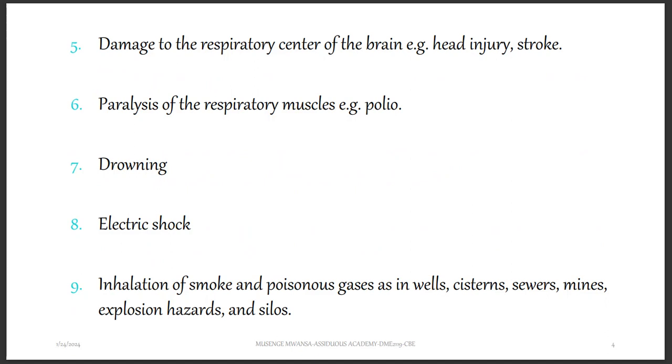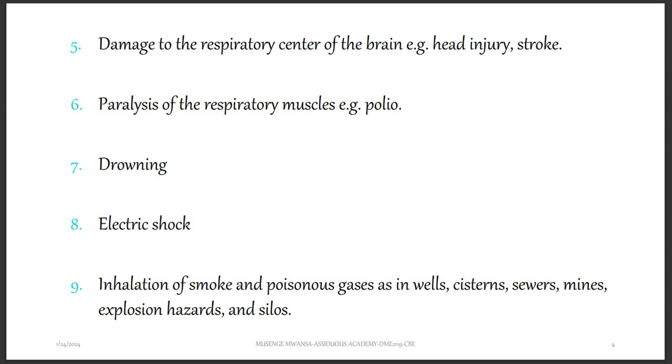Also damage to the respiratory center of the brain. For example, if there is a head injury or there is a stroke, that will also cause asphyxia, because remember what we said, the brain is what controls respiration, so respiration will stop. And when respiration stops, it means you cannot take in air. Inspiration, you cannot inspire, because you have different respiratory centers in the brain, those centers which control inspiration. So if you cannot inspire, that means you can't take in oxygen, and that can cause asphyxia.